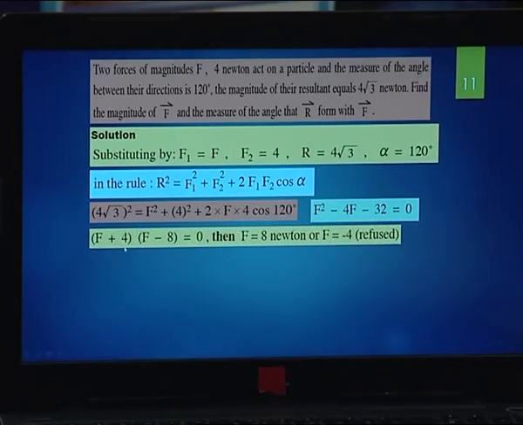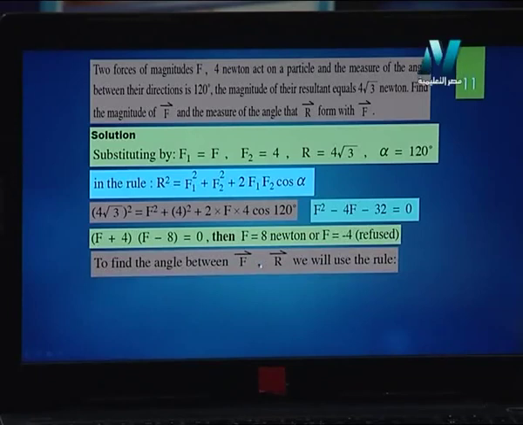F plus 4 multiplied by F minus 8 equals 0, and by equating these two factors to 0, the answer will be F equals negative 4, which is refused because it's negative, and we don't have a force equal to a negative value. The right answer will be F equals 8 Newton, because it's okay for F to be a positive number.